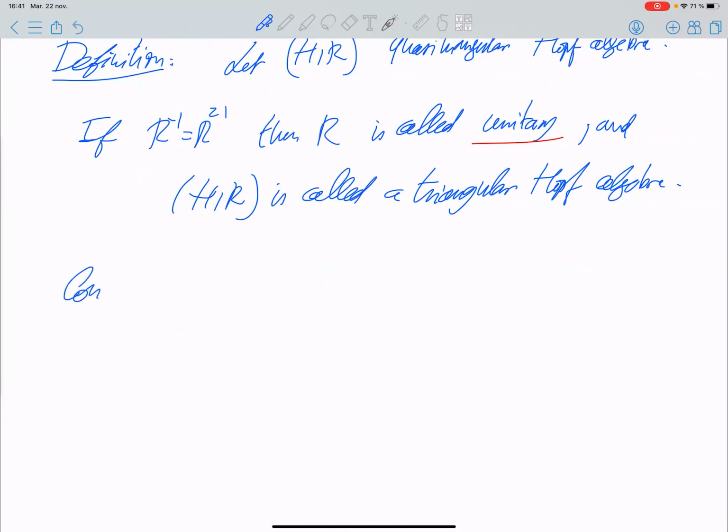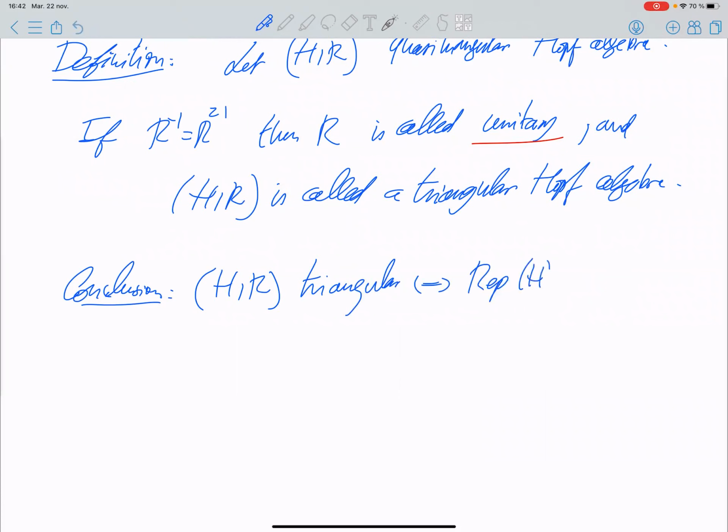Conclusion. As I said, H is triangular if and only if at the categorical level the category is symmetric.